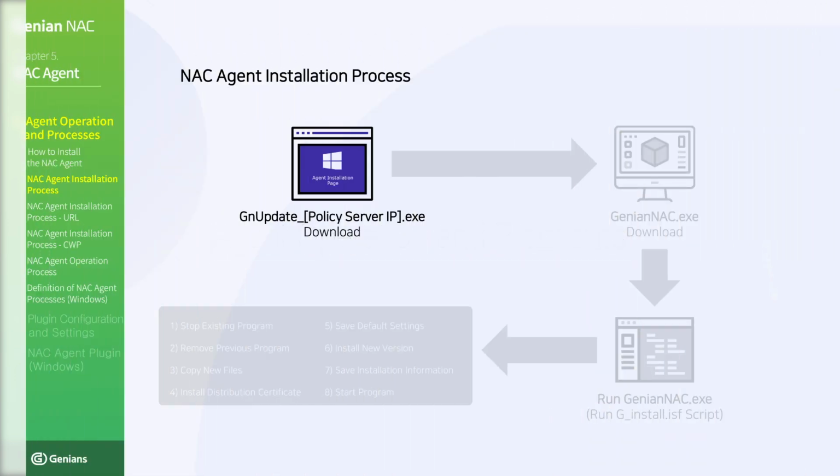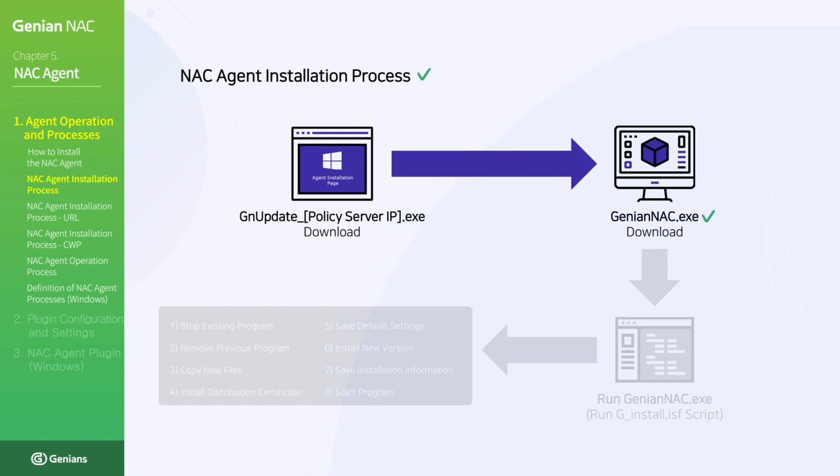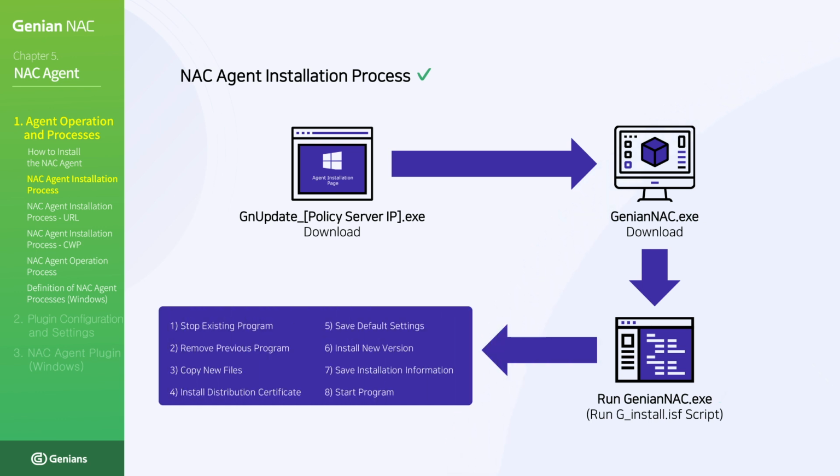The NAC Agent installation process is as follows. Access the Agent installation page and click the Windows Agent icon to download the GN update file, which is pre-configured with the policy server's IP address. Execute the downloaded GN update file to communicate with the policy server and download the Genian NAC file. Run the Genian NAC file, which executes a script to proceed with the agent installation. Once the installation is complete, the agent receives policies from the policy server, downloads the plugin files configured in the policies, and applies the settings.